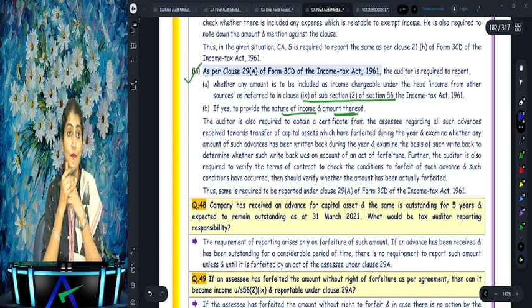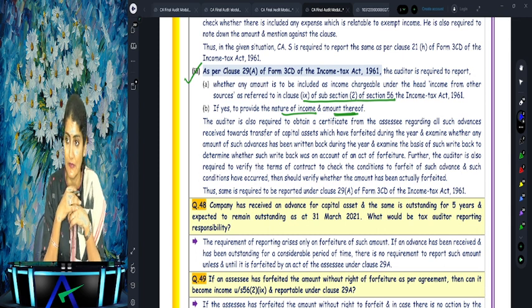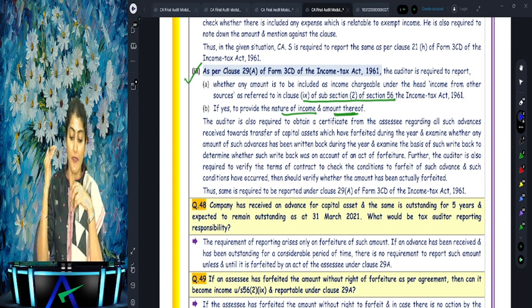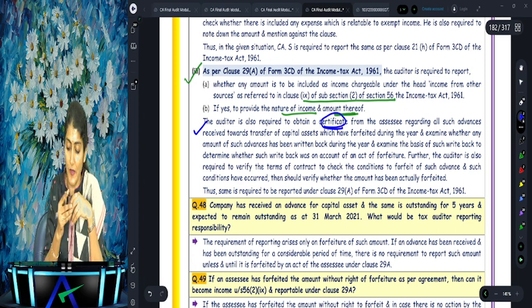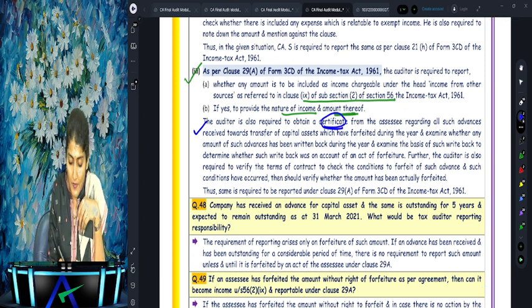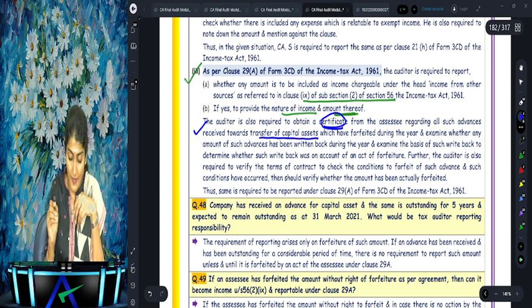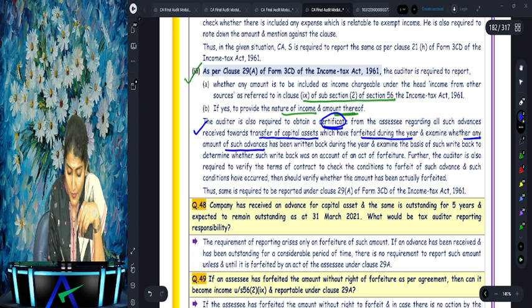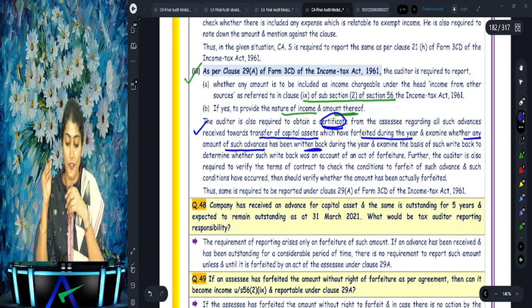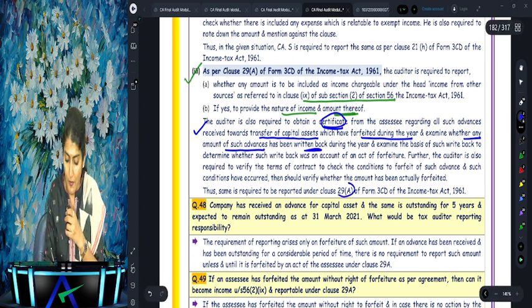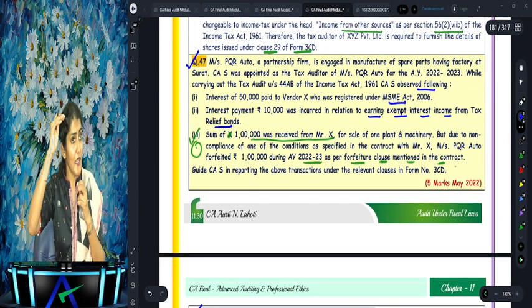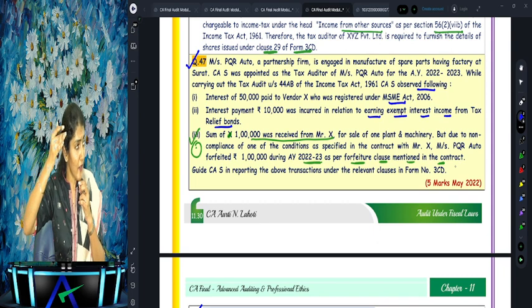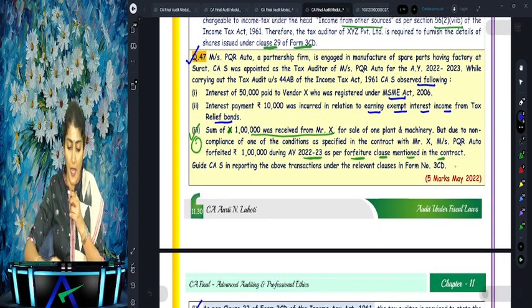The nature of the income and the amount thereof, right? So the auditor is required to obtain a certificate from the assessee regarding all such advances received towards the transfer of the capital asset which have been forfeited during the year, and examine whether any of the amount of such advance has been written back during the year. So where is it required to be reported? Under 29A. Are you all with me? What is 29A? Forfeiture of advance received towards the transfer of the capital asset.